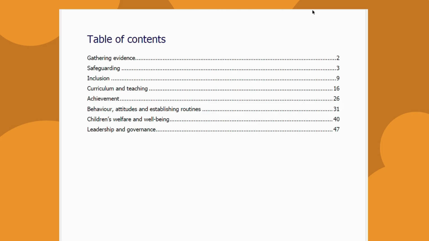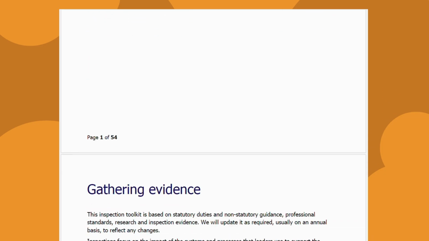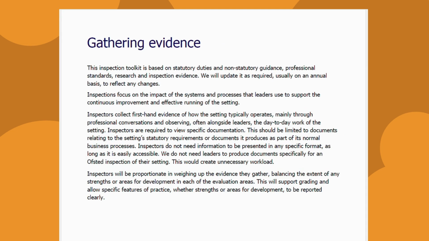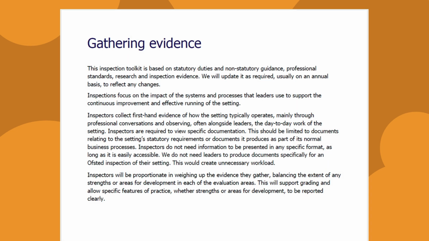The inspection toolkit is based on statutory duties and non-statutory guidance, professional standards, research and inspection evidence. Within the context of the Education Inspection Framework, leaders are staff who are responsible for making decisions about how an education provider operates. The roles may vary between providers. They include senior leaders and middle leaders, but are not governors or trustees. In a childminder setting, the childminder is the leader, and all references to leaders apply to the childminder.